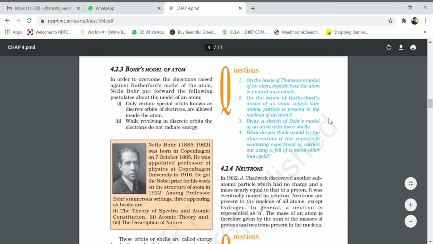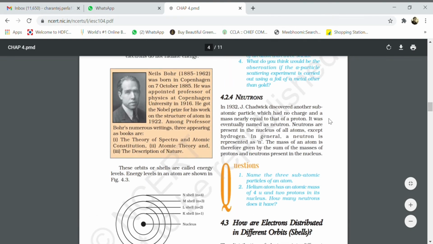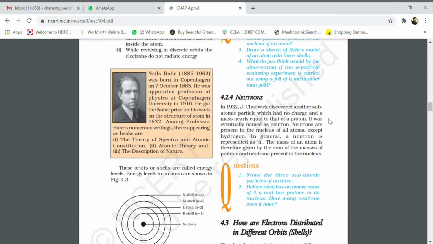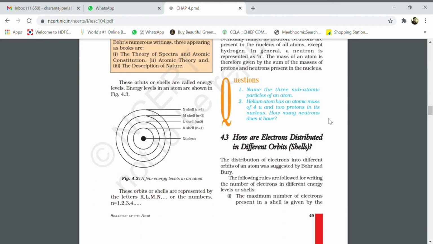So he also gave a few rules. Before this time, in 1932, J. Chadwick discovered another subatomic particle known as the neutron. It is neutrally charged, neither positive nor negative. After this, a question was raised in the scientists' minds: how many electrons would fit in one orbit, and how were the electrons distributed in different orbits?